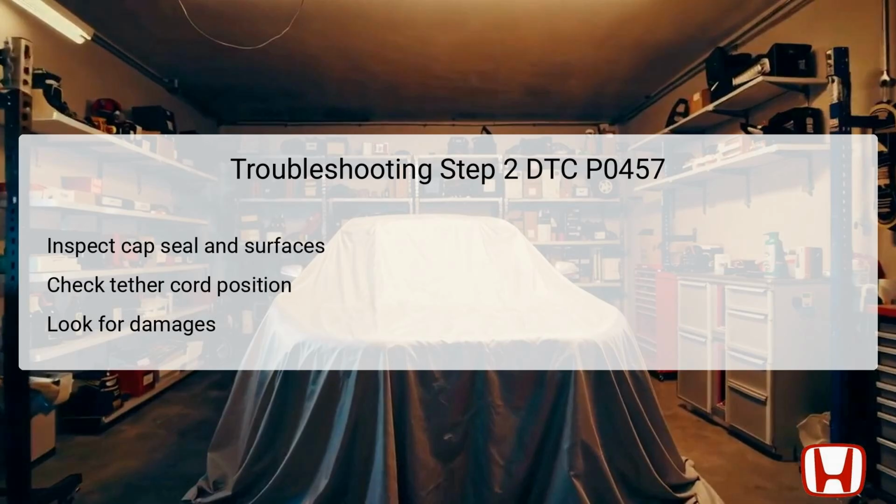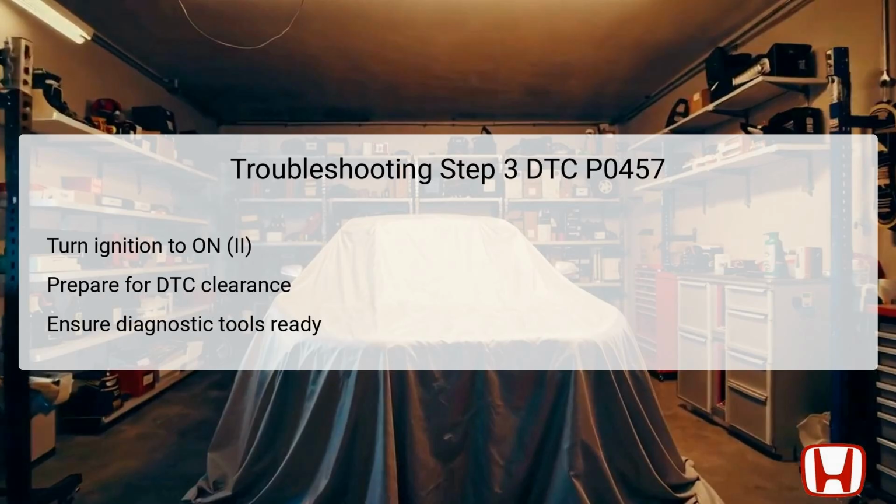If any problems are identified during this step, the appropriate corrective actions, such as replacing the cap or the fuel fill pipe, must be taken before proceeding further. The third troubleshooting step requires turning the ignition switch to the on position, which is the second position labeled as 2. This enables the electrical systems and onboard diagnostics to become active, preparing the vehicle systems for further testing.